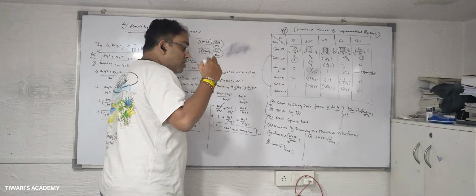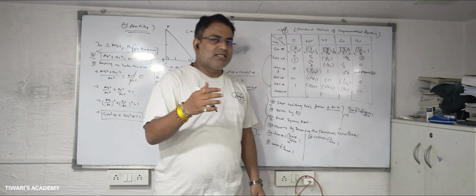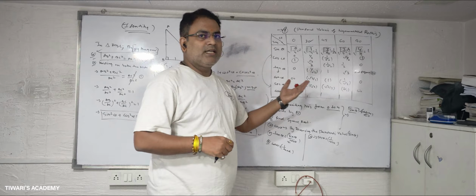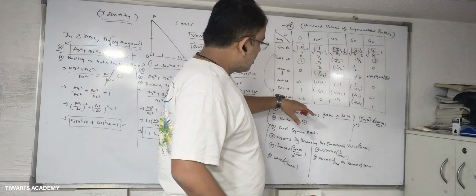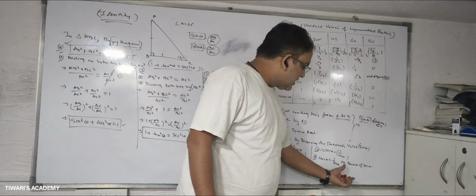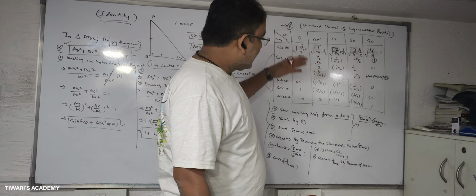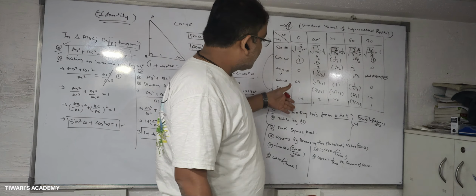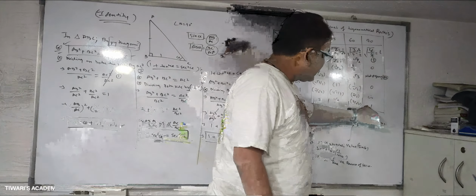Now cosec has two ways of finding. One, we can simply take the reciprocal of sin theta. Otherwise, we can find the reverse of sec theta. So cosec theta is 1 upon sin. Sin 0 is 0, so cosec 0 will become infinity. Cosec 30 is 2, cosec 45 is root 2, cosec 60 is 2 upon root 3, and cosec 90 is 1.